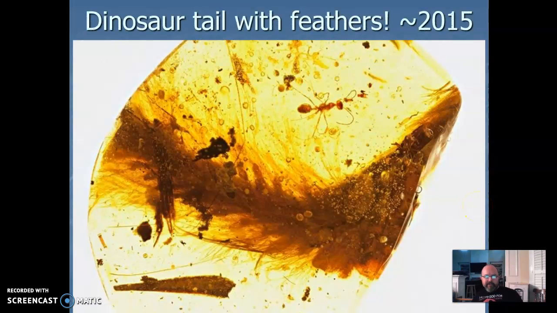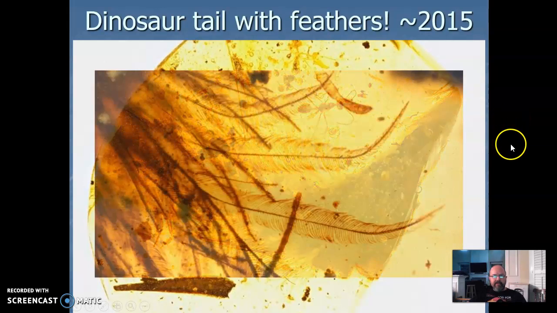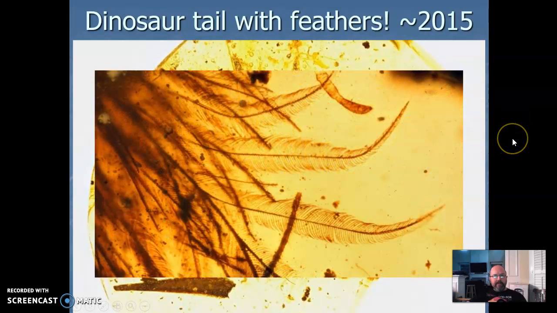Dinosaurs with feathers were first found fossilized in amber back in 2015. And this is actually a piece of a dinosaur preserved with the feathers in amber, tree sap. And you can see there's an ant also preserved in there. That was a big discovery because we had surmised from Archaeopteryx that dinosaurs had feathers. This was proof. Here is another close-up view of a dinosaur tail with feathers found in 2015. Pretty conclusive evidence that dinosaurs had feathers.